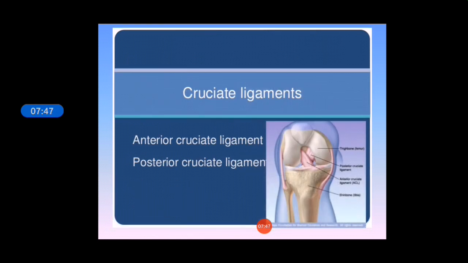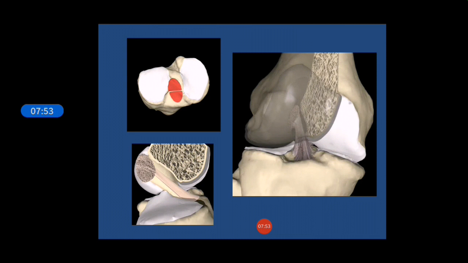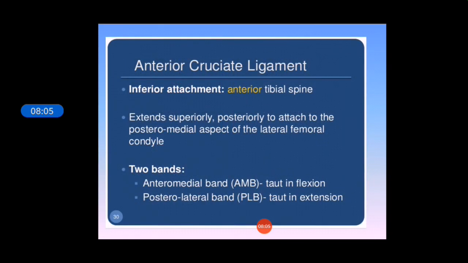Now we move on to the cruciate ligaments. We have the two major cruciate ligaments, the anterior cruciate and the posterior cruciate ligament. The anterior cruciate ligament may also be considered to consist of two separate bands that wrap around each other. Each of those bands is thought to have a different role in controlling tibiofemoral motions. The anteromedial band and the posterolateral band are each named for their insertions on the tibia.